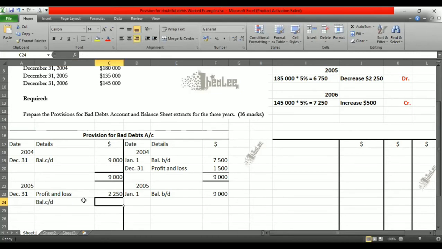And what is the difference? Our difference is $6,750. And remember, this is the very same figure that you got by calculating the provision for doubtful debts balance. And remember, that was the debtor's value times the rate.